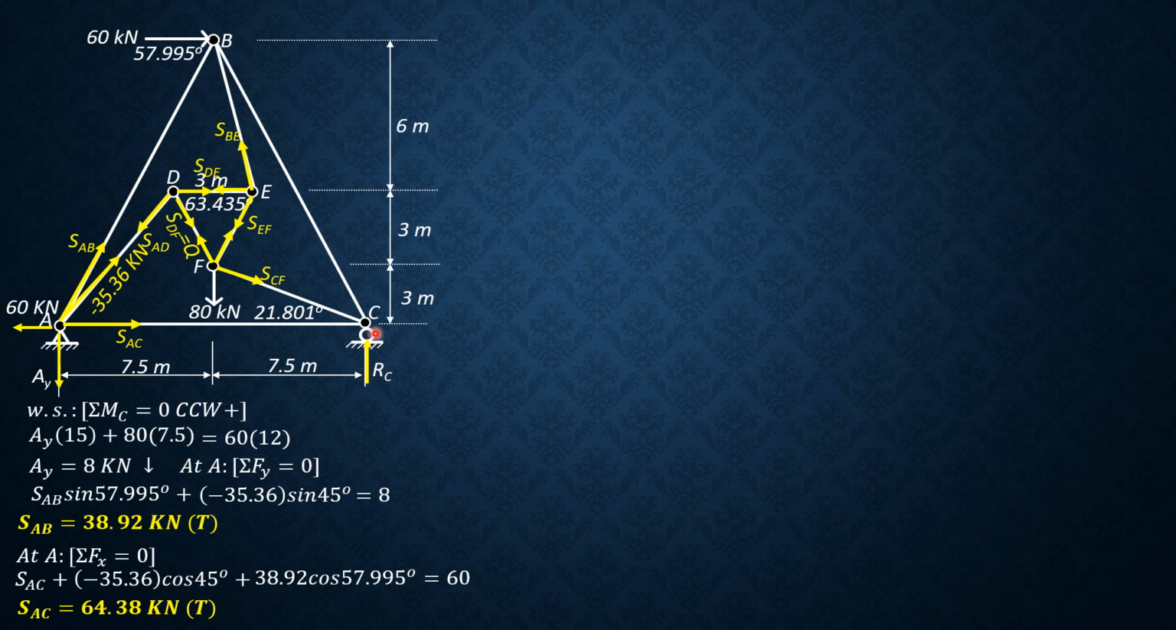Then we proceed to C, but before that, let's solve for R sub C for the whole system. Summation moment about A equals 0, or you may sum up forces vertical. So therefore, this is 8 plus 80. This is expected, 88. So let's just sum up moments about A, counterclockwise positive. So R sub C times 15 equals 60 times 12 plus 80 times 7.5. So R sub C is 88 kilonewtons upward, as expected.